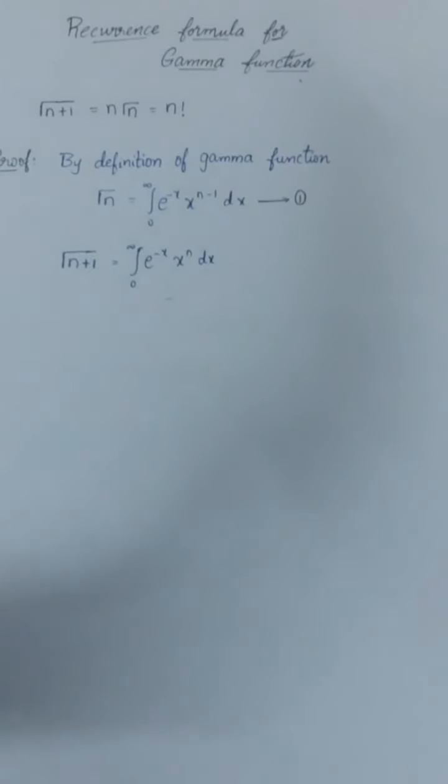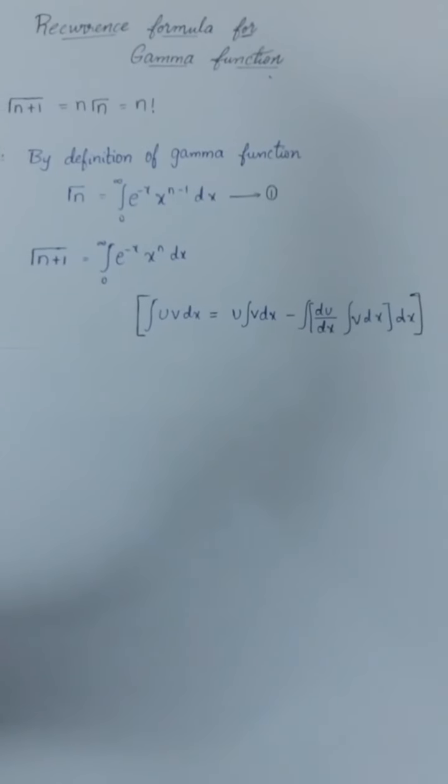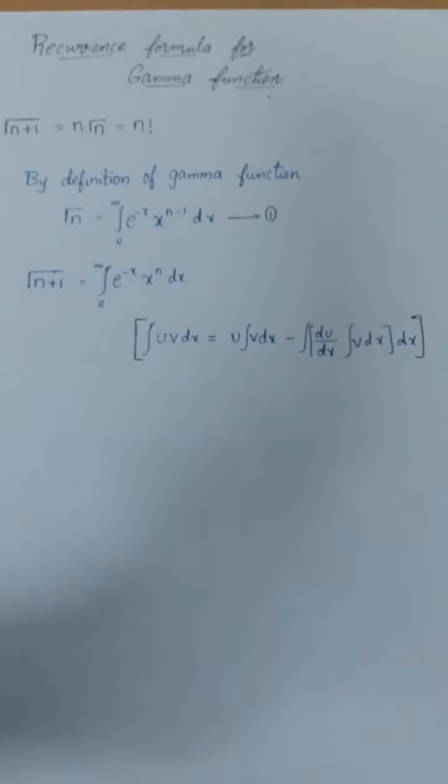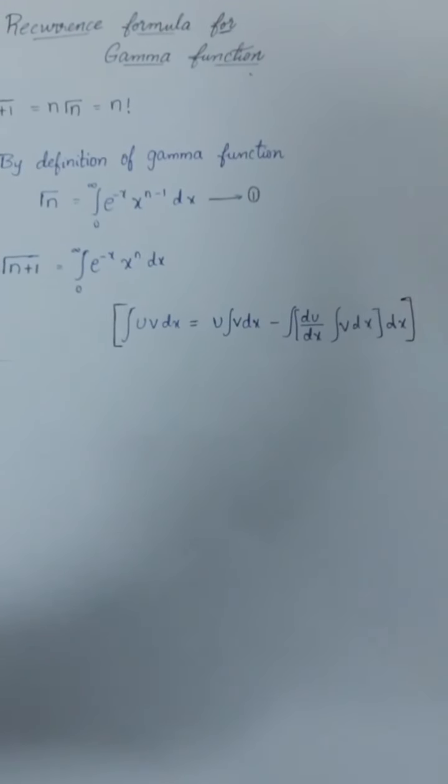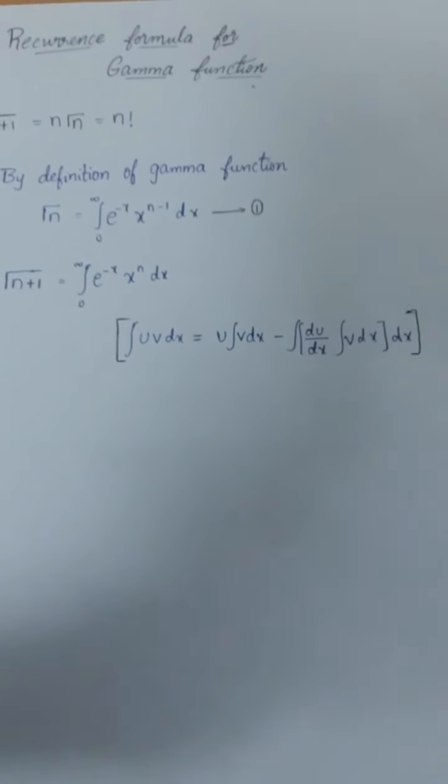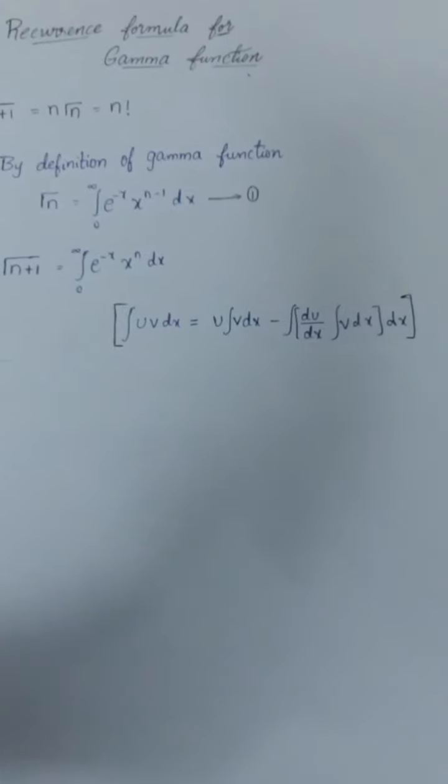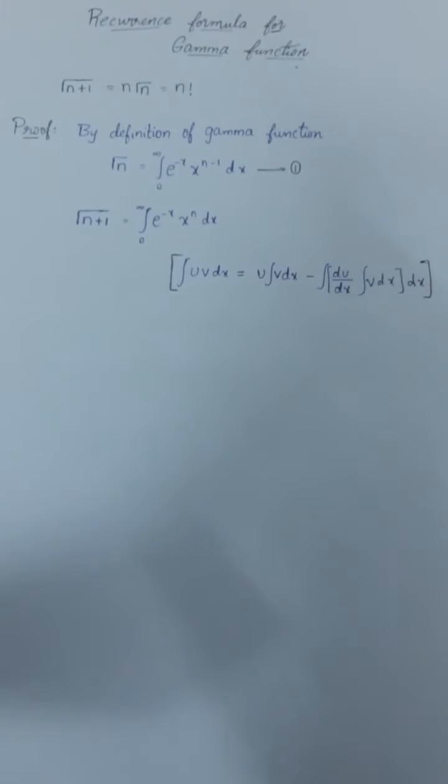The formula for integration by parts is: integration of uv dx is equal to u times integration of v dx minus integration of the derivative of u into integration of v dx. To apply the integration by parts formula, we need to make sure that our equation follows the ILATE rule. According to the ILATE rule, exponential terms should be placed later in the equation.